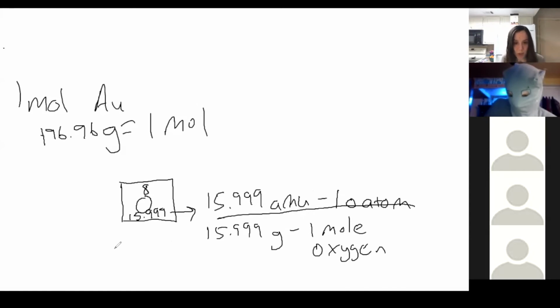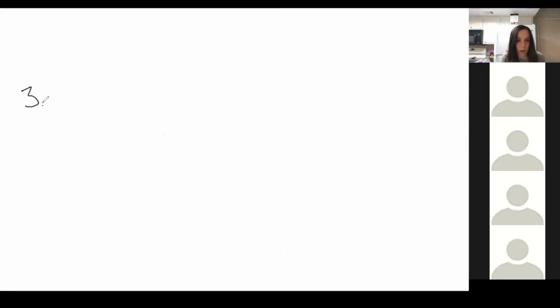So today what we need to do is look at the periodic table and look at the bottom number for these elements, and that bottom number tells you how many grams you need to get 1 mole of a substance. So if we have 3 moles of carbon, they're going to ask you, what is the mass of 3 moles of carbon?